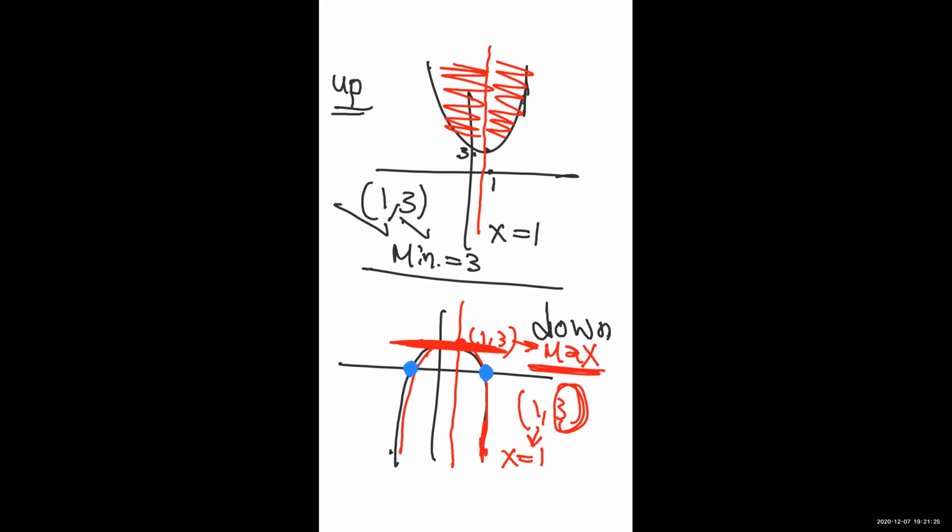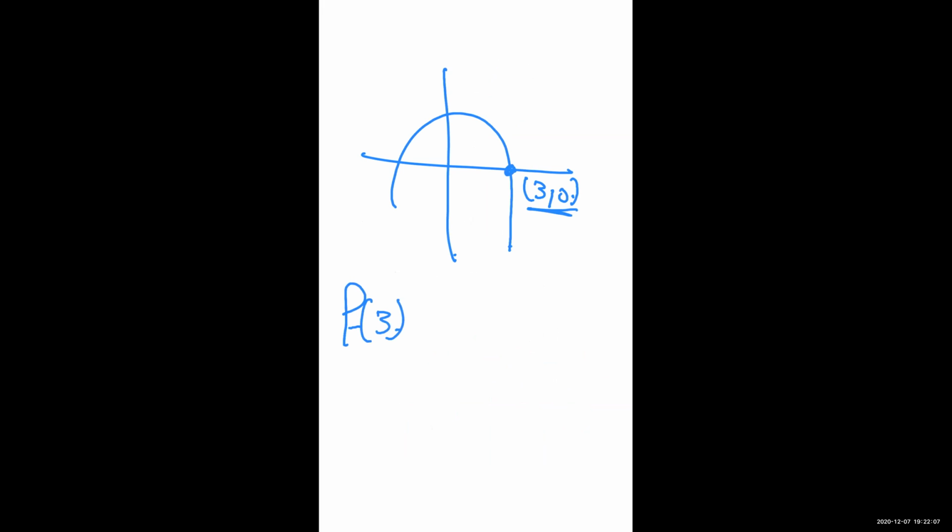So this point is the intersection with x. If this point is (1, 0), for example, there is no value for y here because this is the x-axis. If there is one curve like this and this point is (3, 0), this means f of 3 equals 0. Are we clear about that one?